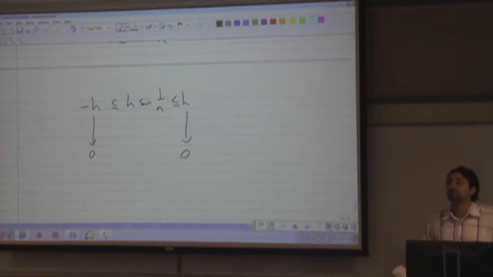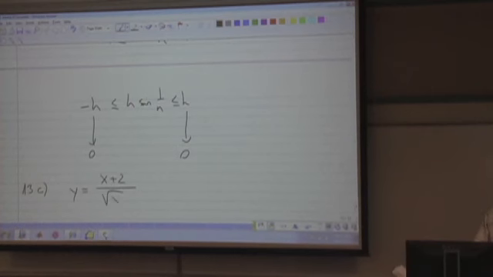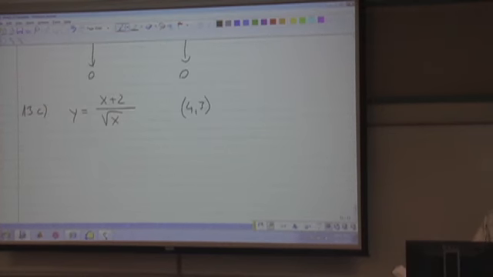Yes. Did you do 13 already on the review? Did we go over that? Nope. Alright. Did we do 13C? 13C, okay? We have y equals x plus 2 divided by the square root of x, and we're looking at the point 4 and 3.